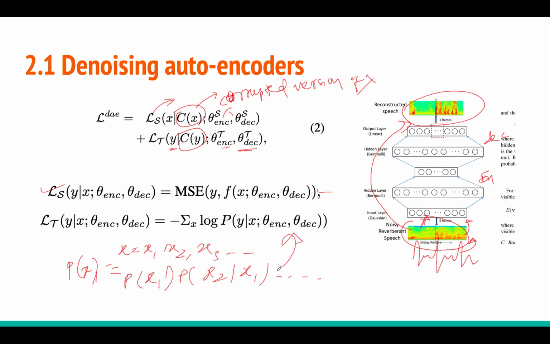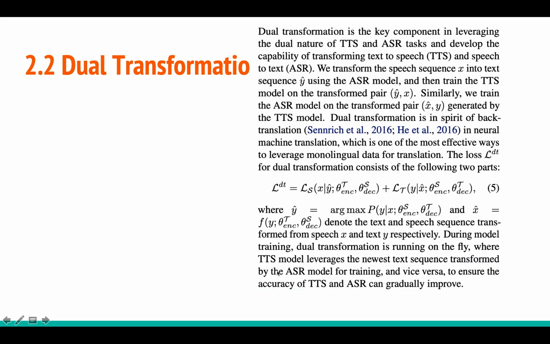So that is how the denoising autoencoder works. Now let's go to the dual transformation. Sorry about this mistake, there should be N here. Dual transformation. So basically, what is this dual transformation?